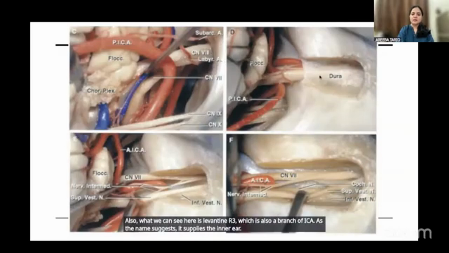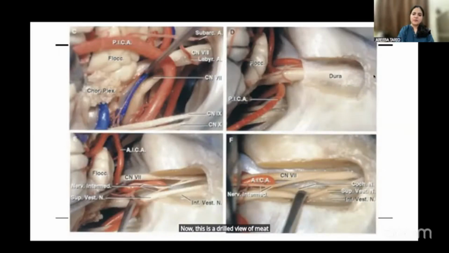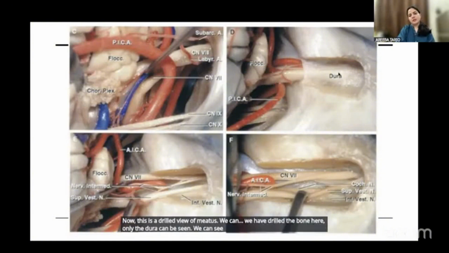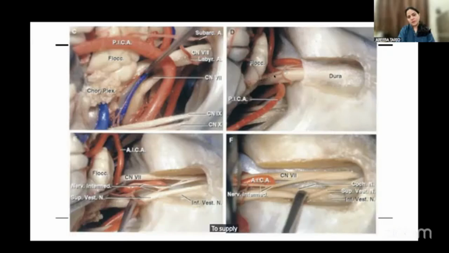Now, this is a drilled view of meatus. We have drilled the bone here. Only the dura can be seen. We can see cranial nerve 7 and 8 going inside the meatus. We can see ICA, and we can see the branches. This is known as labyrinthine artery that is going inside, and the branch that is going backward to supply the pons is recurrent perforating artery.